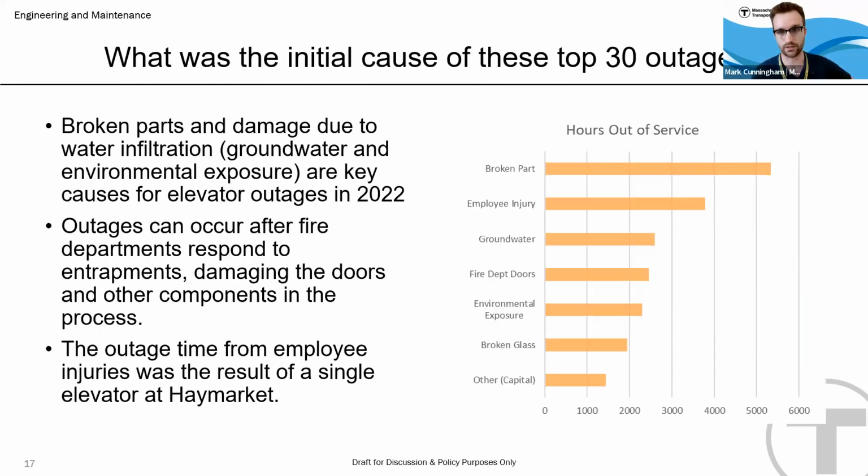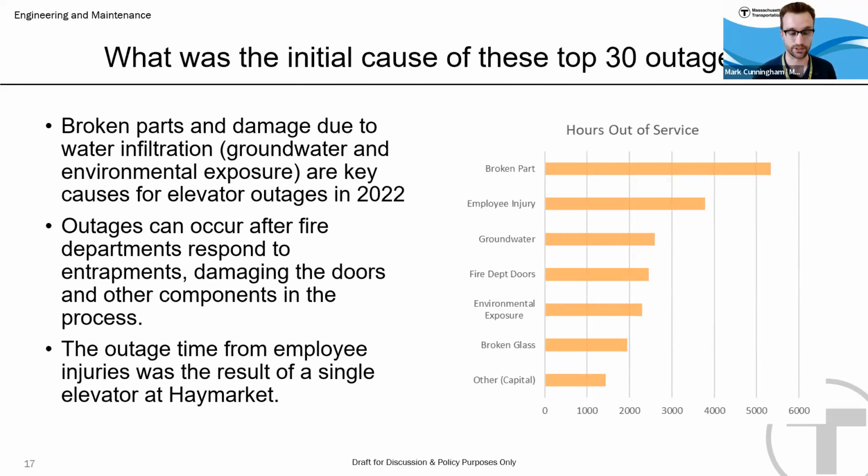So we took these top 30 outages and identified initial causes for each of those. This is summarized in the bar graph on the right. This bar graph is titled Hours of Service and has 7 bars in descending order of hours out of service. These bars are broken part, employee injury, groundwater, fire department doors, environmental exposure, broken glass, and then a bar labeled other. So let's talk about a few of these if we can. Broken parts and damage due to water infiltration. That was the groundwater and the environmental exposure. We found that those were key causes for elevator outages in 2022.